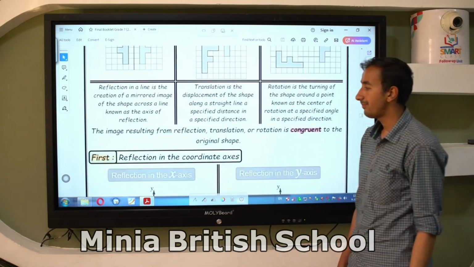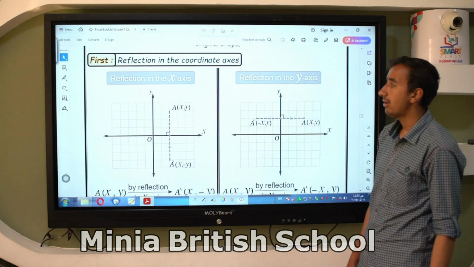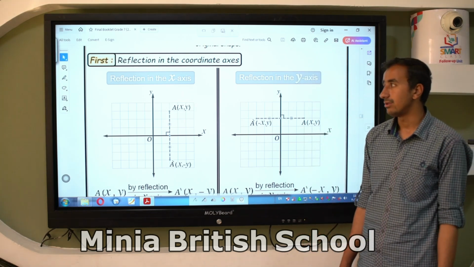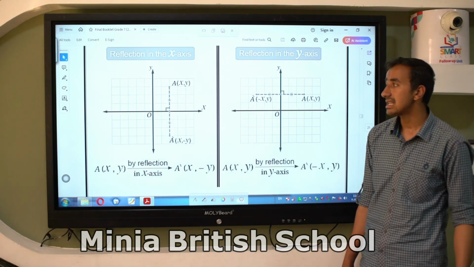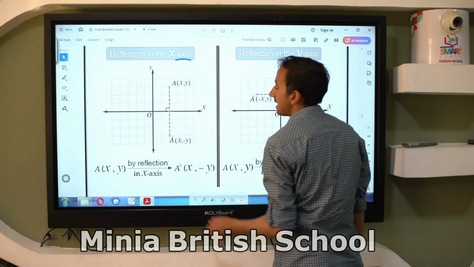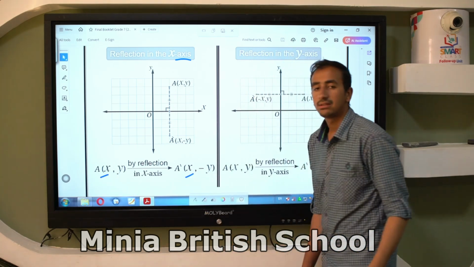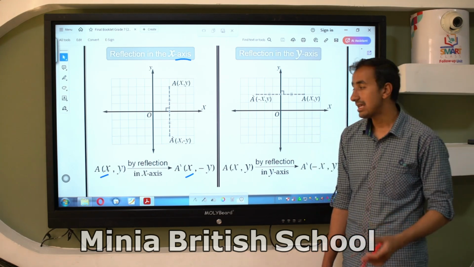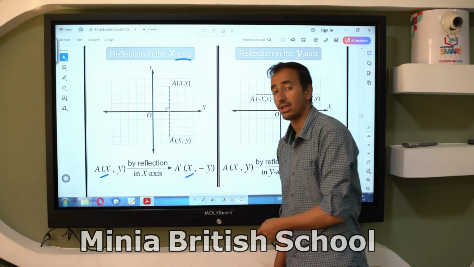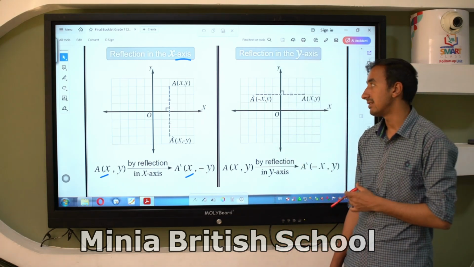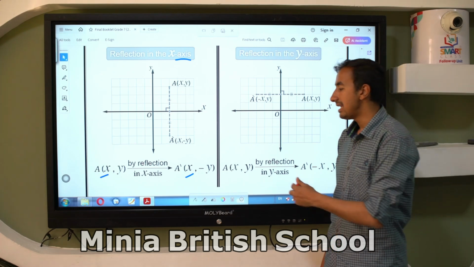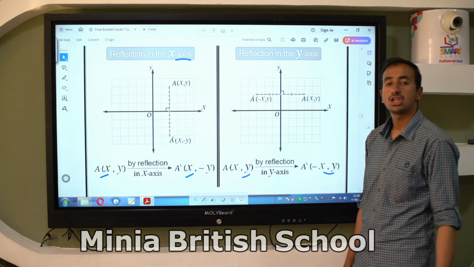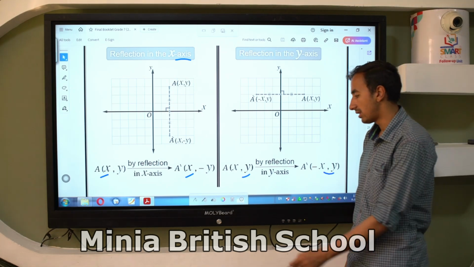Let's study together here and revise how to reflect a point in the x-axis and in the y-axis. In the x-axis you keep the x coordinate the same, but change the y to its additive inverse. So we have x and negative y. The reflection of xy in the x-axis is equal to x and negative y. But reflection in the y-axis is negative x and y. The y coordinate stays the same and the sign of the x coordinate changes. Okay? Yes.